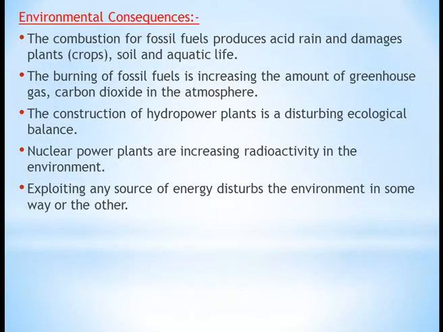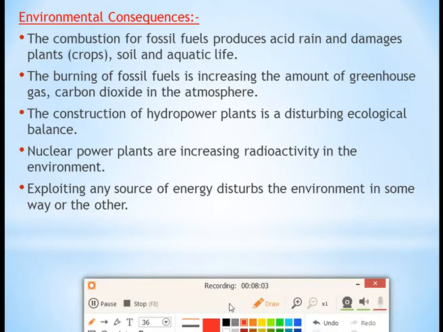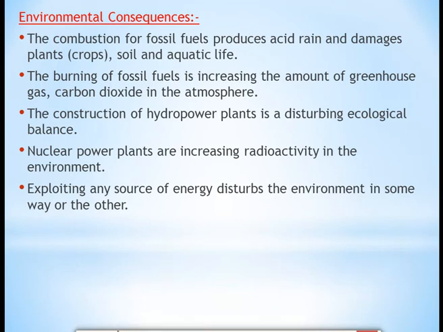Now, the next topic from this lesson is environmental consequences. Environmental consequences means the problems which our environment is facing, that we will read now. The first problem faced by our environment is that the combustion of fossil fuels produces acid rain and damages plants, soil and aquatic life.